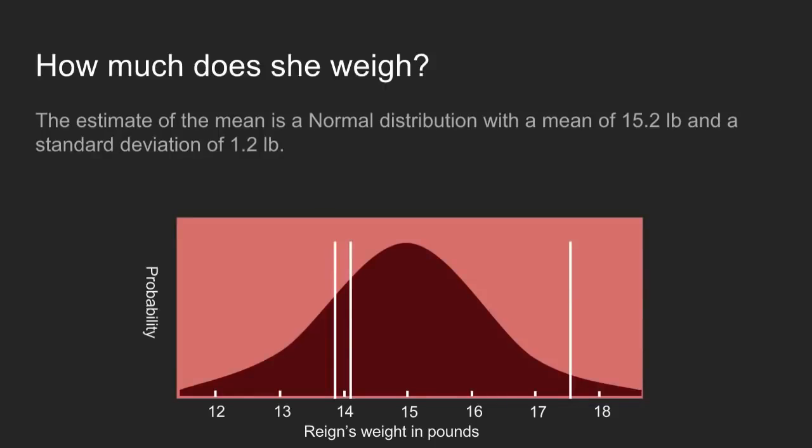The peak of that hill is at 15.2 pounds, and 1 standard deviation on that curve is our standard error of 1.2 pounds. So you can see looking at this that yes, it's most likely that she's 15.2 pounds, but there's a lot of that curve that sits outside of the range of 14 to 16. So yeah, she's probably between 14 and 16 pounds, most likely between 13 and 17 pounds, but she might even be lower than 12 and higher than 18. That is a really wide range, and it's not a great basis for making a decision.